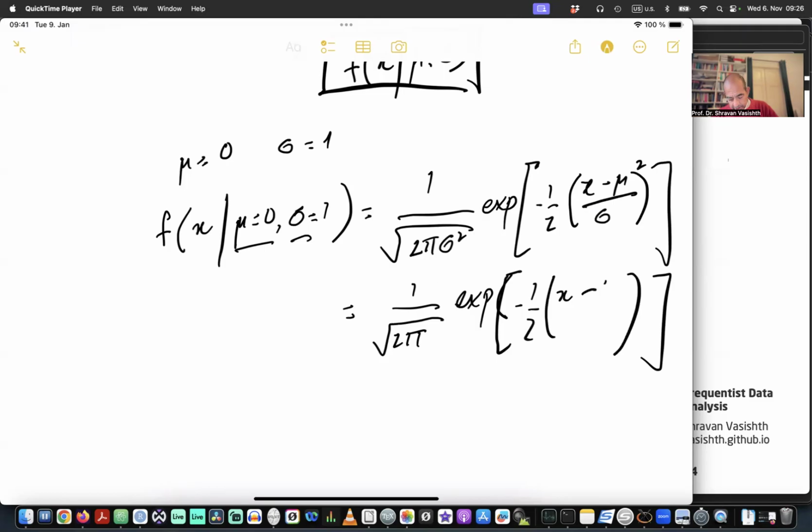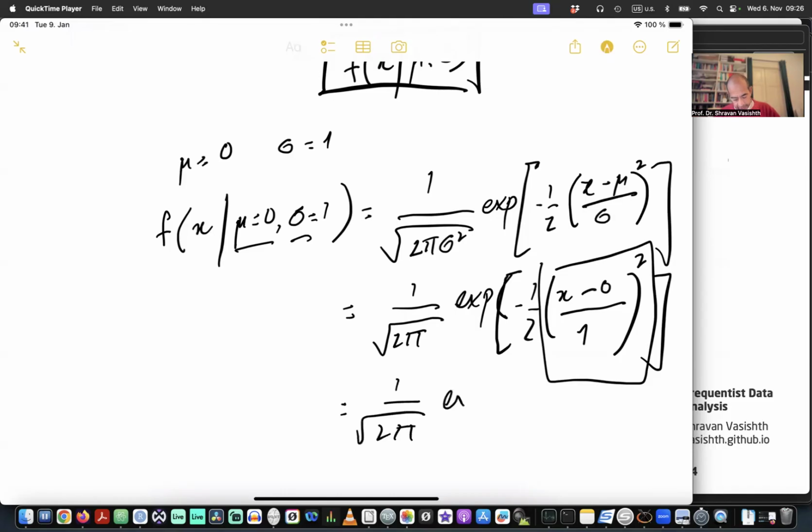Mu is 0, right? And sigma is 1. So what happens here? What does this become? X minus 0 is x, divided by 1 is still x, so this becomes x squared. So this becomes 1 over square root of 2 pi times exponent minus half x squared, right? That's what I end up with.